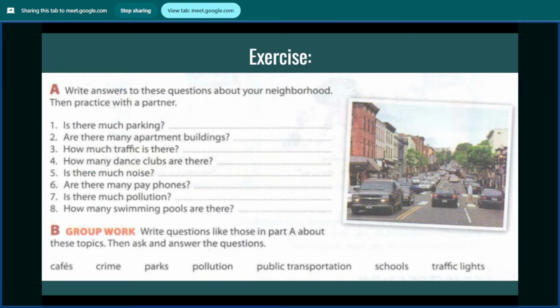Tejal, are you done? Tejal? Yes. Okay. Sampada asked first 4 questions and Tejal you have to answer. Okay? Is there much parking? There is a lot of parking. Yes, there is a lot of parking. Yes. Yes and no question, hai na? Yes.